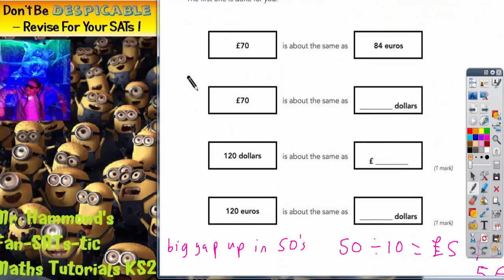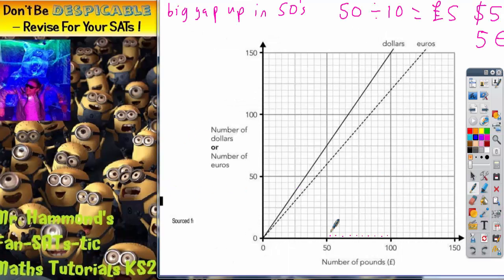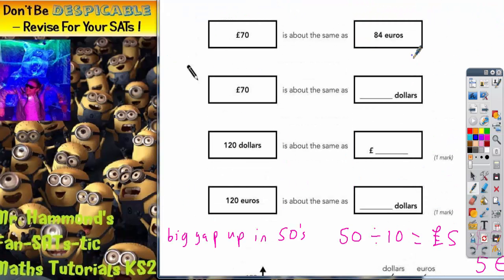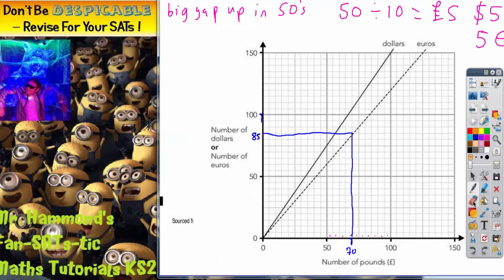So the first statement says £70 is 84 euros. Let's see if that's right. So £70 would be 50, 55, 60, 65, 70, which would be there. So that's 70. Then we'd have to draw a line up to euros, which is the dashed line. Then draw a line across. Now this number is a little bit below 100, so it can come down in 5, so it'd be 95, 90, 85. So this is about 85, which kind of fits in with what it says there being 84, because 84, 85, it's about the same thing. It does say the word about, so we don't have to be exact. So that fits in. So now we can read the second statement.